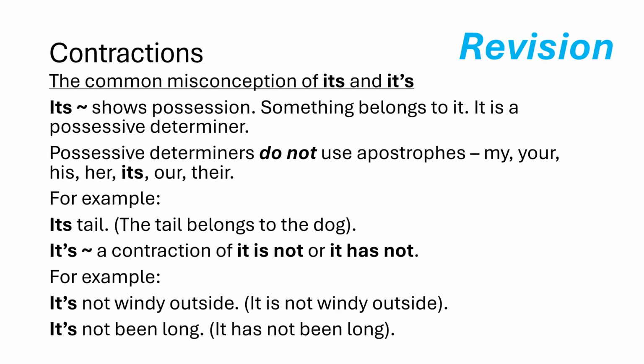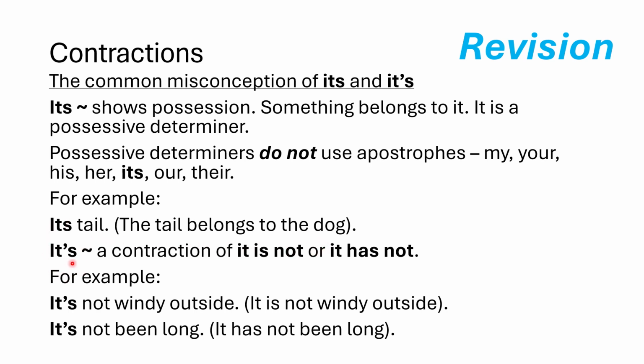We will look at the common misconception of its and it's. Its without an apostrophe shows possession. Something belongs to it. It is a possessive determiner. Possessive determiners do not use apostrophes. My, your, his, her, its, our, their. For example, its tail. The tail belongs to the dog.